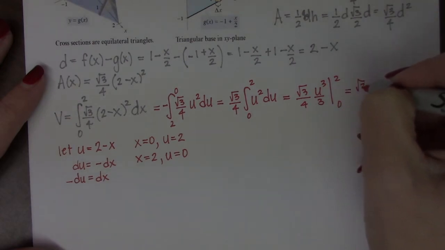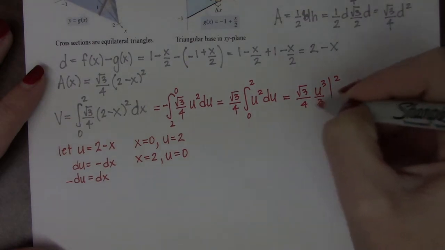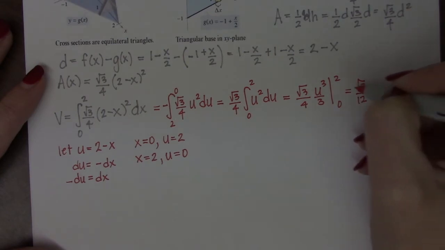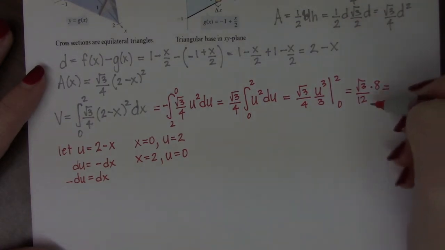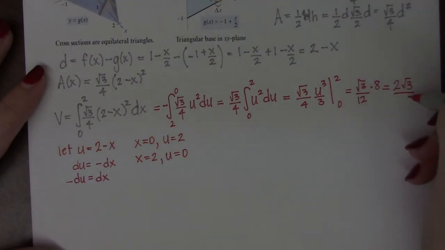So I'll get the square root of 3 over 12, because I'm going to multiply the 4 and the 3 together, and 2 cubed is 8. So this is technically done, but I can reduce it just a little bit more since everything's divisible by 4. And so the simplified version of our answer is 2 root 3 over 3.